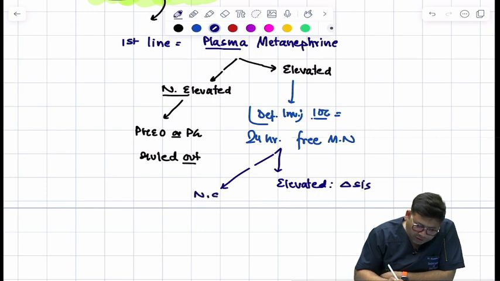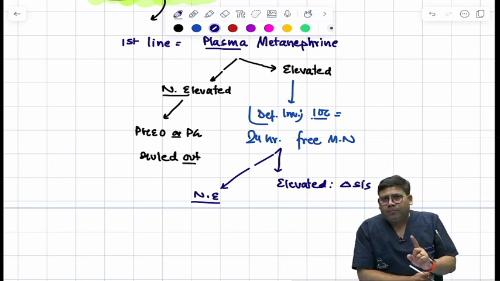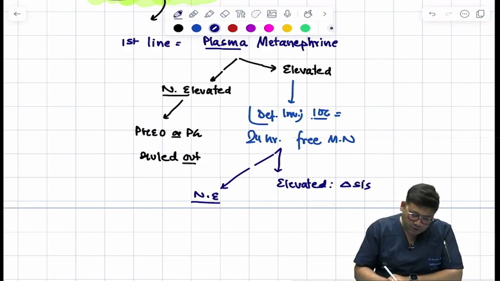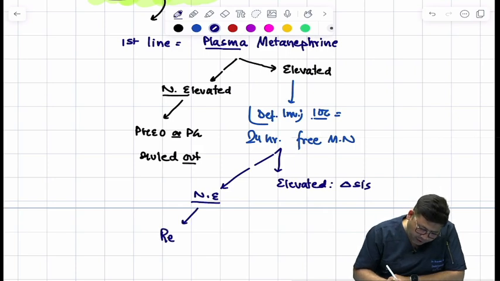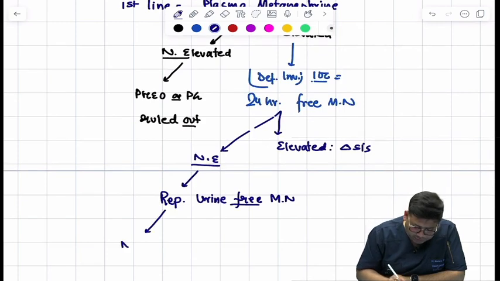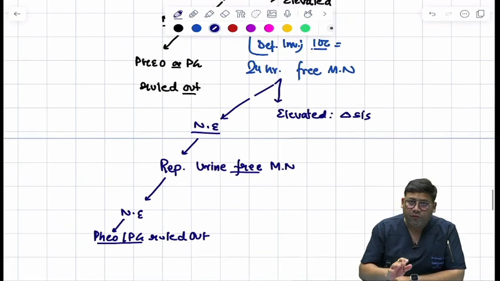If it is not elevated, that doesn't mean that FEO has been ruled out. Once plasma metanephrine is elevated, you need to have 2 negative samples. So if it is not elevated, then you will have to repeat urine free metanephrines and 24 hour free metanephrines. If the second time it is not elevated, then that means that what has been ruled out? So FEO or paraganglioma has been ruled out. Very very important.